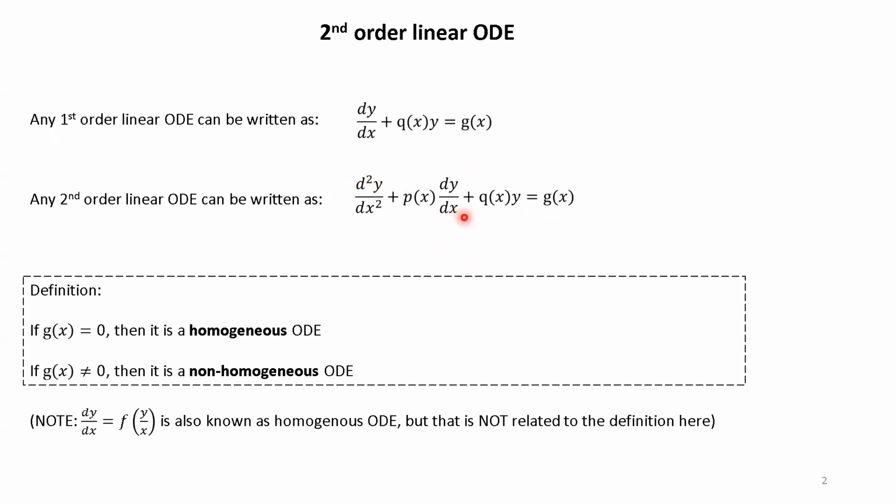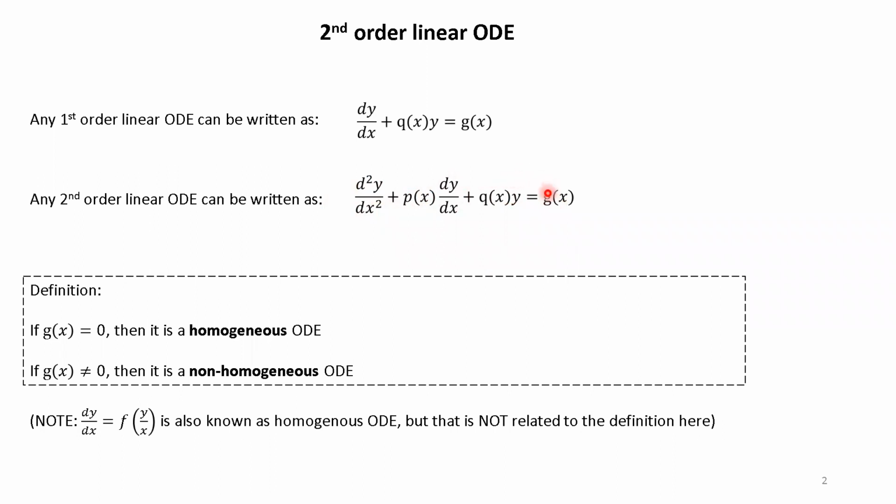Also, the coefficient functions are just functions of x, but not functions of y. If I had a term of y there, then this would be a nonlinear ODE. Anyway, this is the general form for the second order linear ODE.